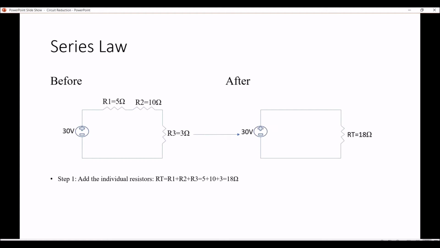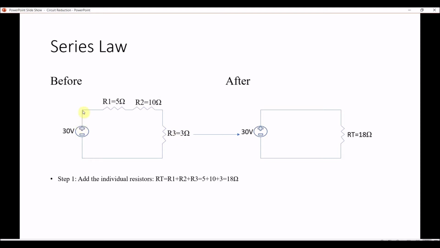Now for the series law here, we can see there's a 30-volt source, and there will be a current that runs through the battery. As you can see, there are three resistances, R1, R2, R3: 5 ohms, 10 ohms, and 3 ohms. So this is the before circuit, and this is the after circuit. As you can see, in the after circuit there's only one resistor, whereas in the before there are three. This is because we simplified the three resistors.